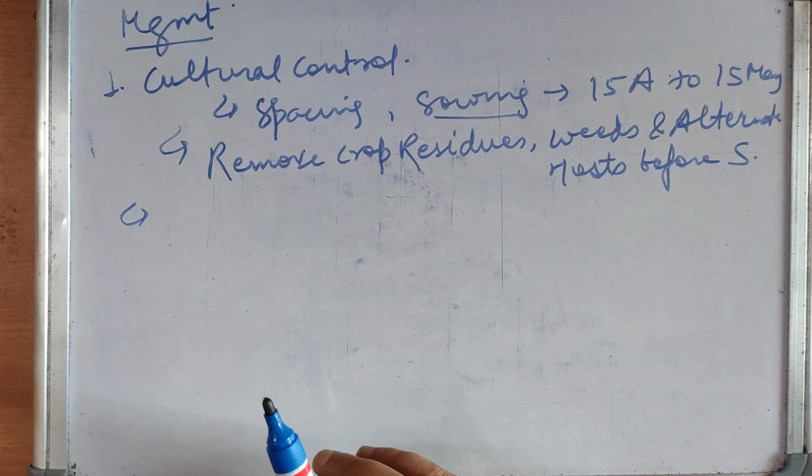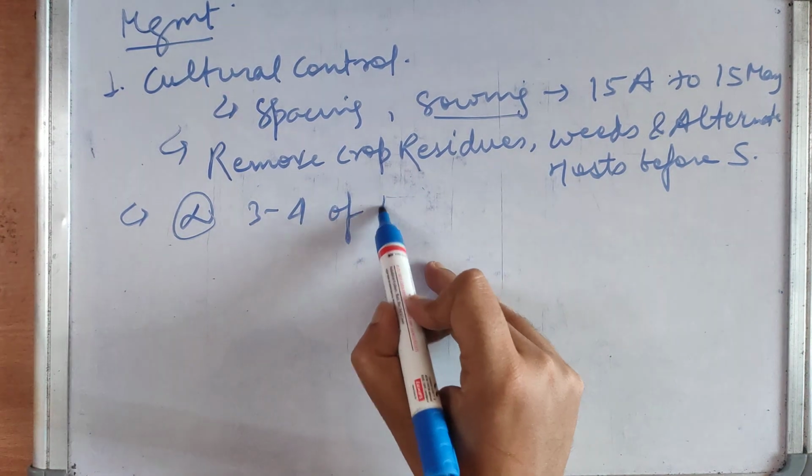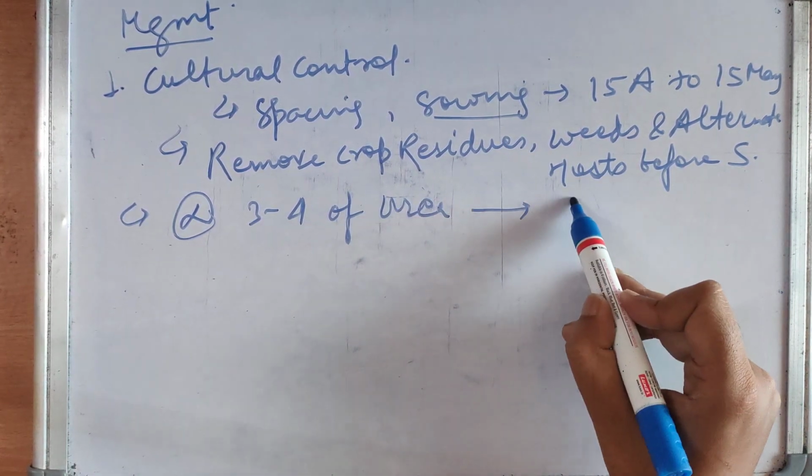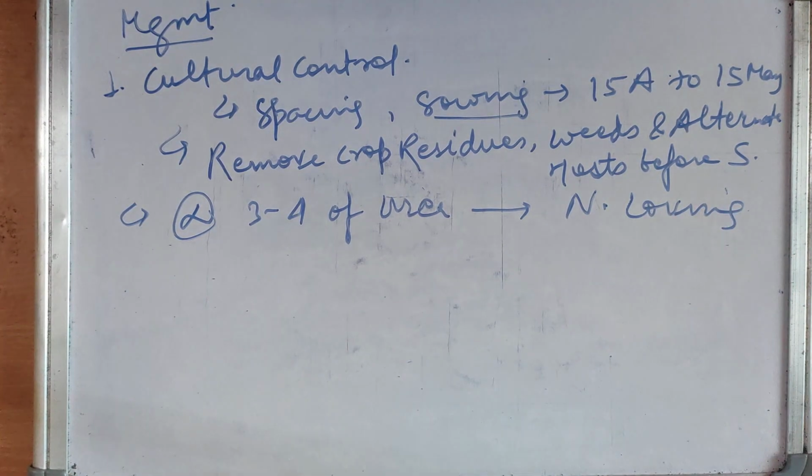We should not use more than 3 to 4 bags of urea, because whitefly is nitrogen loving. With a high amount of nitrogen, it will love to stay on that plant.